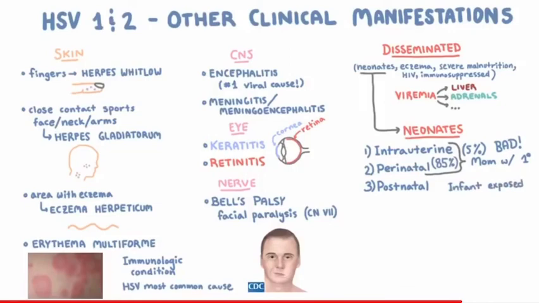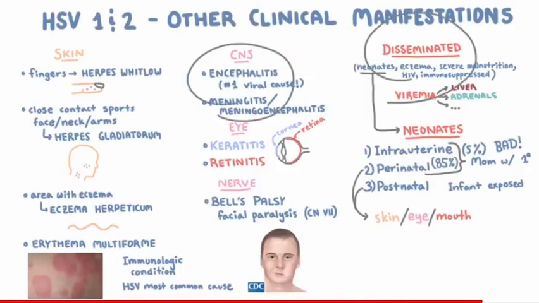Now, as far as symptoms of perinatal or postnatal transmission, the infant usually gets skin, eye, and mouth lesions. And much less frequently, they can actually get encephalitis or a disseminated disease, and that can be fatal or at least cause severe complications like mental retardation.